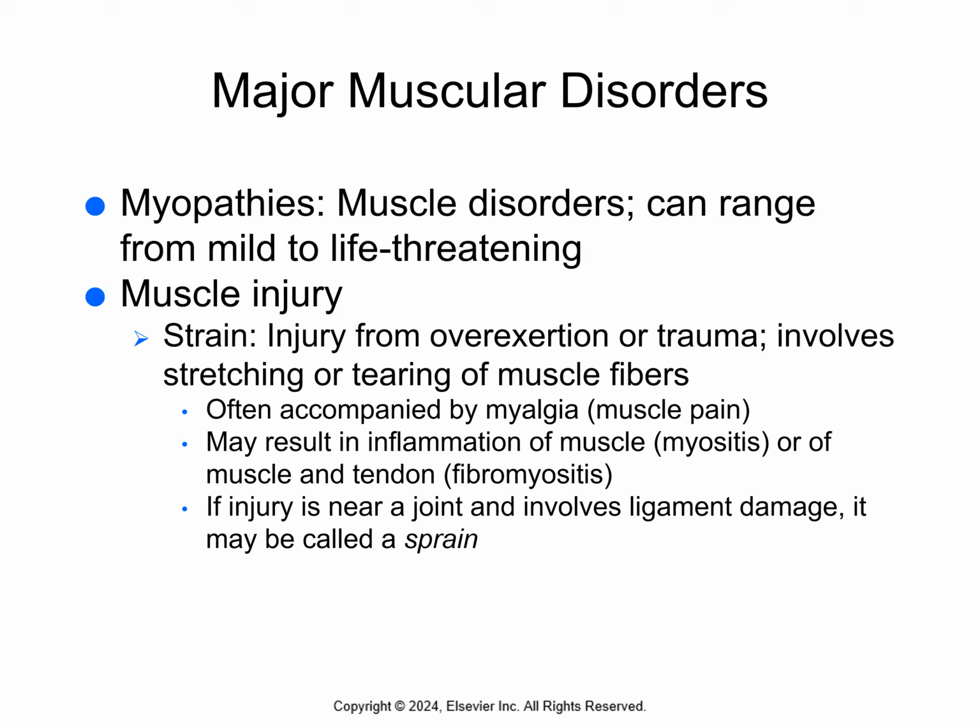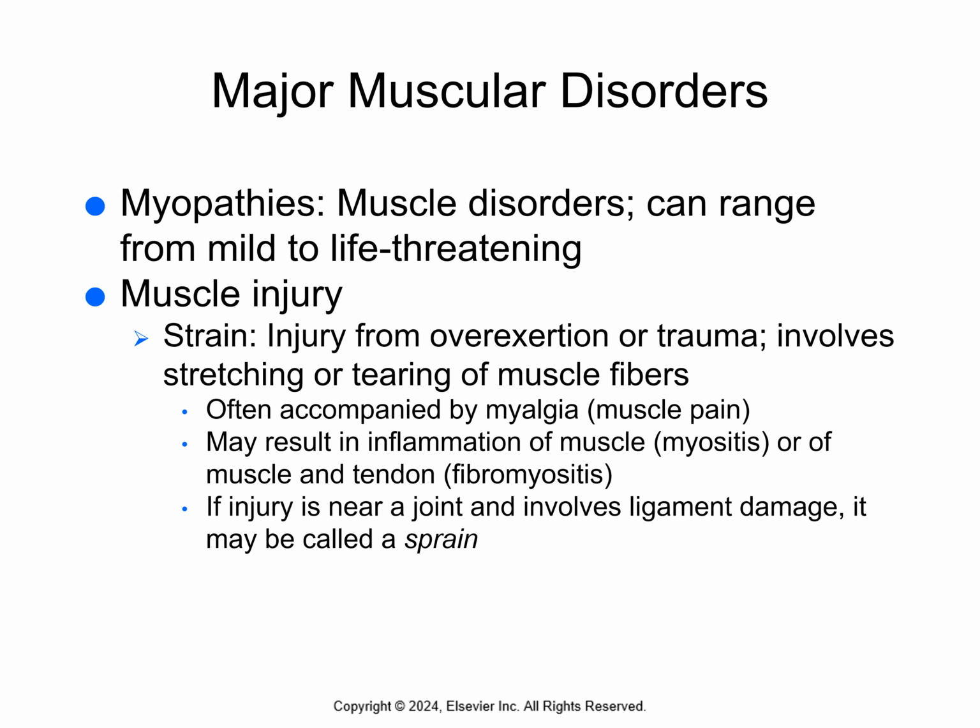Now let's look at some major disorders, what they call myopathies. Myo, the root word for muscle, path meaning disease. Those are muscle disorders that can range from mild to life-threatening. Whenever you hear anything with myopathy, just know that's some kind of disease dealing with the muscles. I'm not going to go deep into them because you'll have more of this as you go, but let's just take a look.